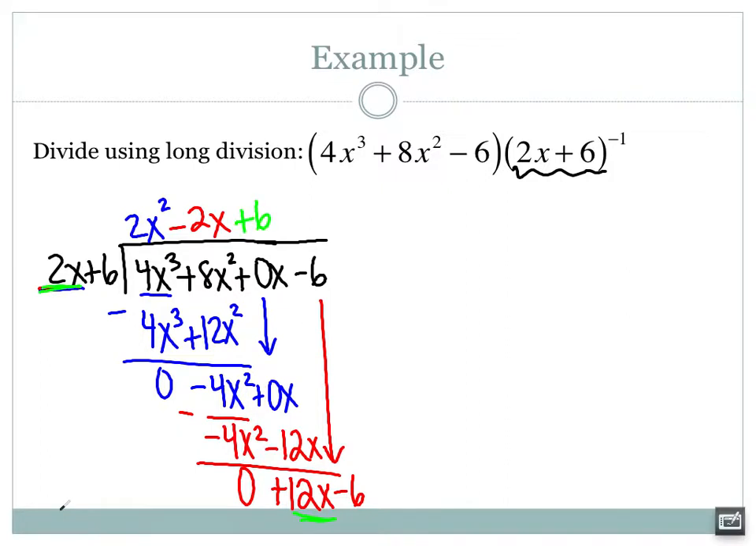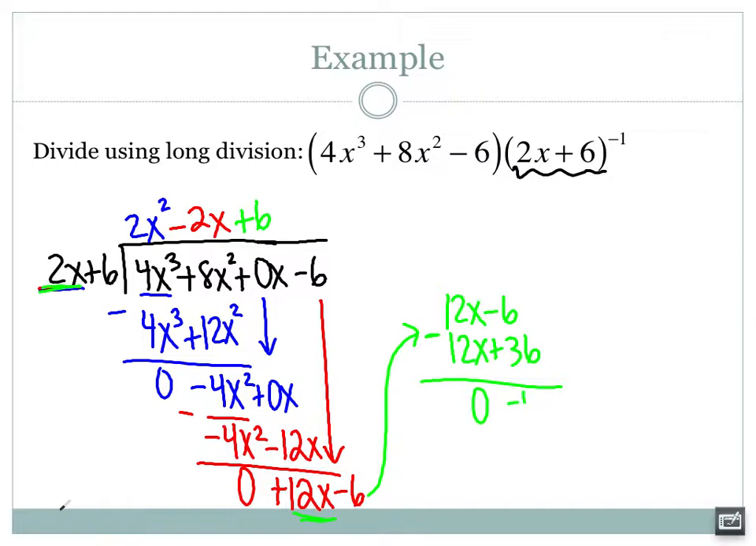Now I want to multiply. I'm going to continue this up here so I don't run out of room. Okay, 6 multiplied by 2x is 12x. 6 multiplied by 6 is positive 36. And now I want to subtract. 12x subtract 12x is 0. Again, I'm on the right track. I should always get that 0. Negative 6 subtract 36 is negative 42. Can't divide negative 42 by 2x, so this is my remainder.